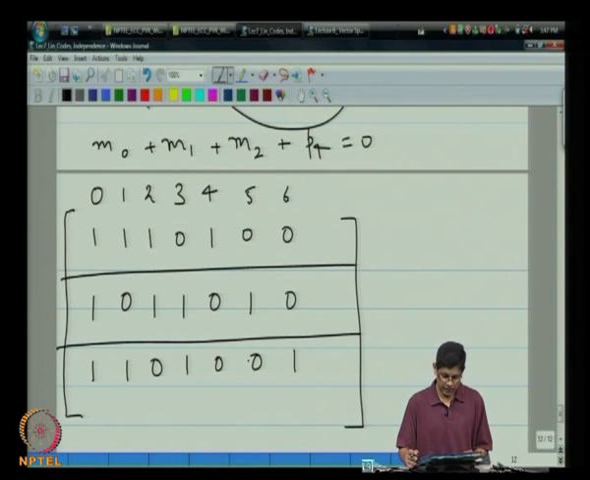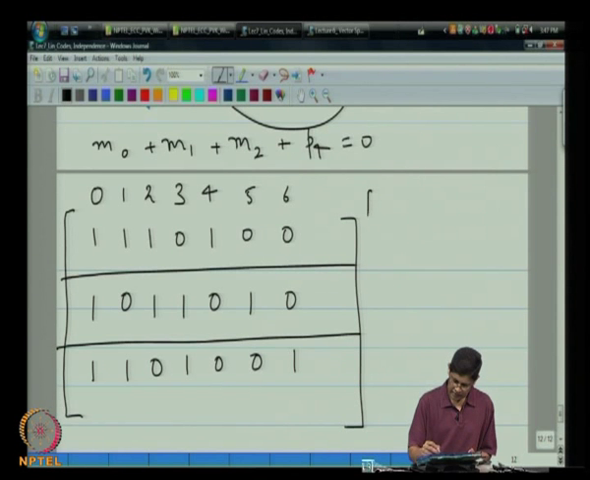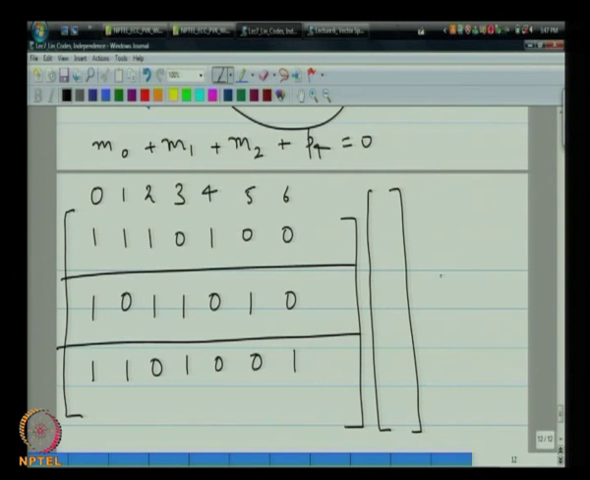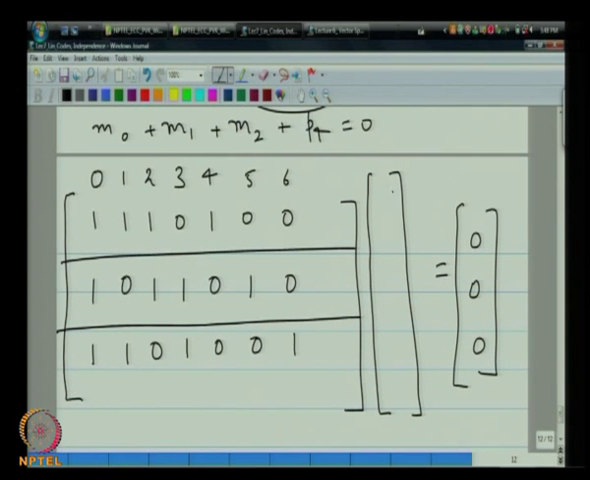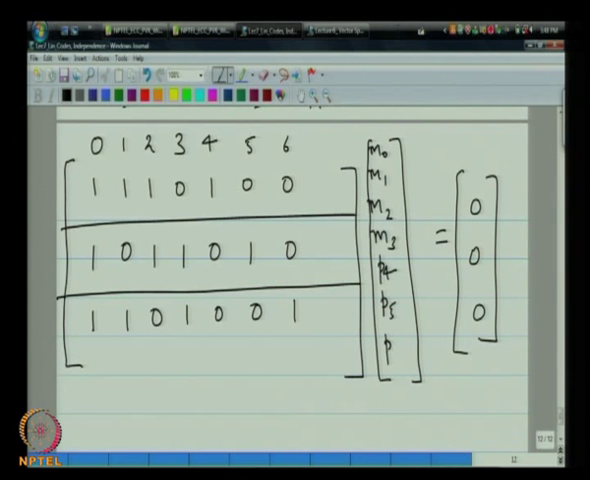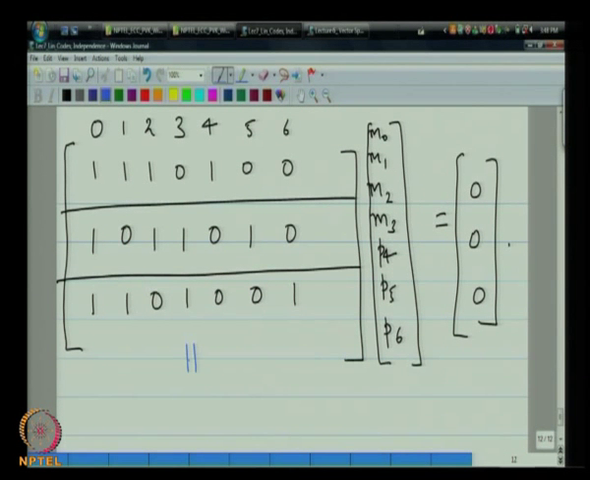Okay, so these in a sense represent the parity checks, and now if I just add a column vector and set this equal to 0, 0, 0, then it will be clear that there is an equivalence between the circle diagram and this matrix equation. So, I have M0, M1, M2, M3, P4, P5 and P6. Let us call this matrix H. Now, this thing here is our code word and this is the 0 vector.